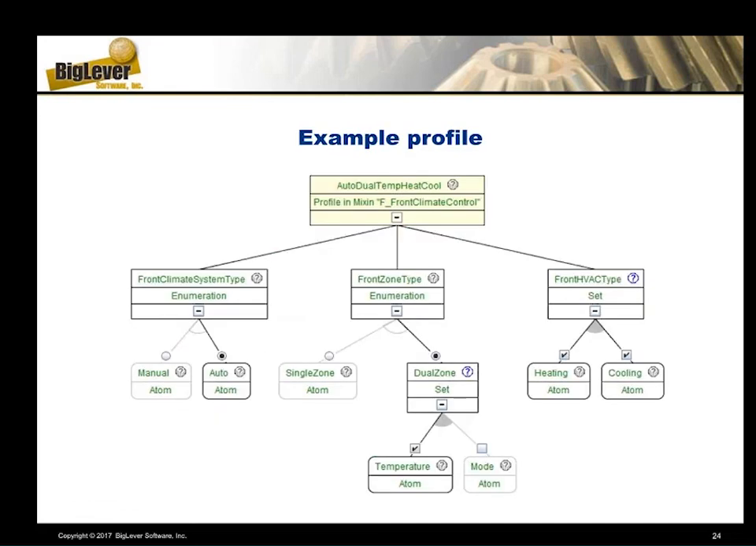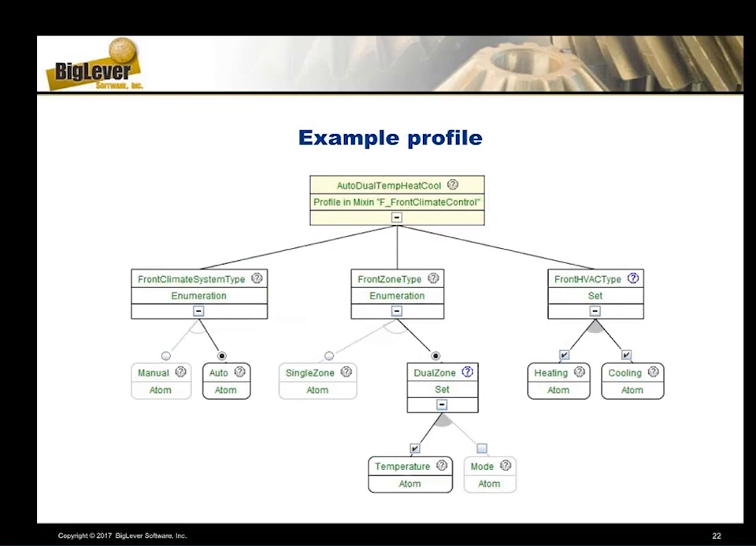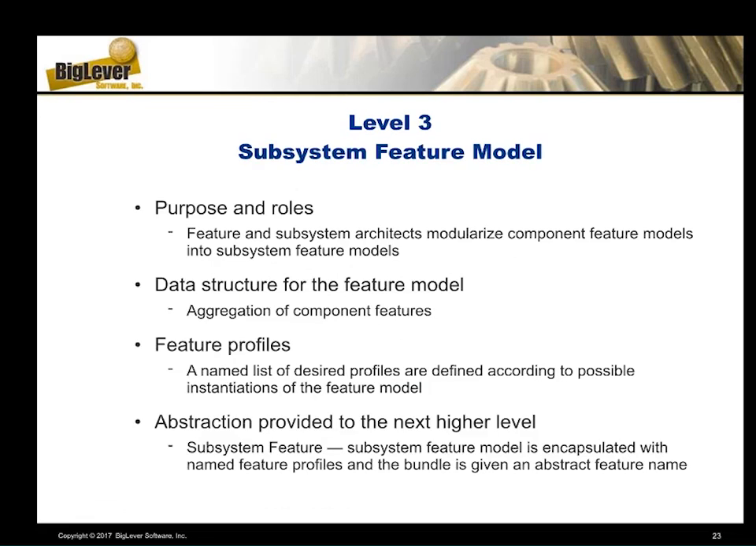And so that model that I showed you on the last slide is about front climate control for a car. And you can imagine there's a rear climate control for a car. You can imagine there's blowers and fans and heaters. And all of these belong to a system called climate control for the car. And that's where we're headed. So this subsystem feature model then is an aggregation of the component feature models, and it typically reflects the system architecture of the product that you're dealing with, in the case of large and complex products that have many subsystems, such as climate control. You can imagine another one for engines and another one for steering and another one for cruise control and all of these things.